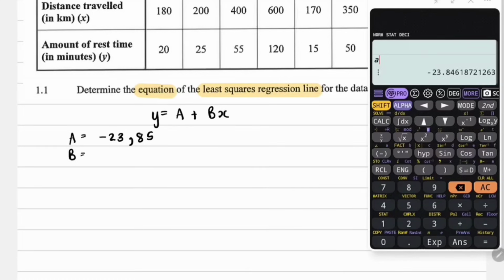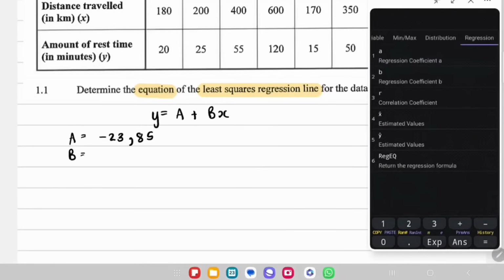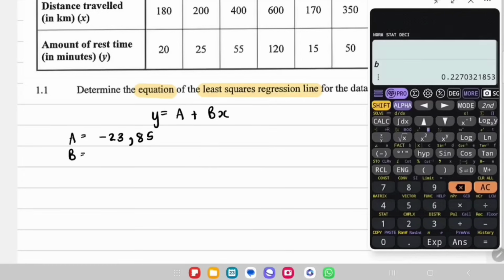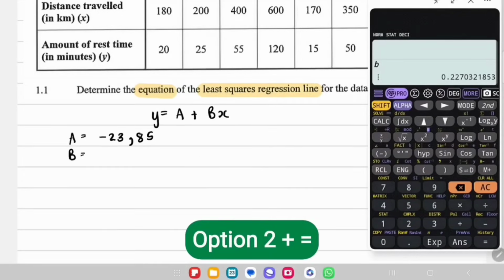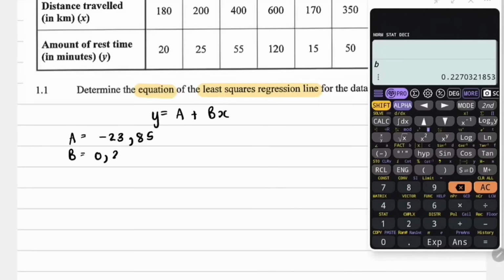Then to find B, you're going to go ahead and press Shift and 1 again to get your data back. For me, I have to erase that first and then Shift 1 so I can get my data back. Then again, we're going for option 5 because we're really just trying to find variables that have to do with the regression line. So option 5 for regression. And then you're going to go for B, and that is option 2 on your side, and just say that is equal to, and then you're going to get 0.23, rounded off to 2 decimal places.